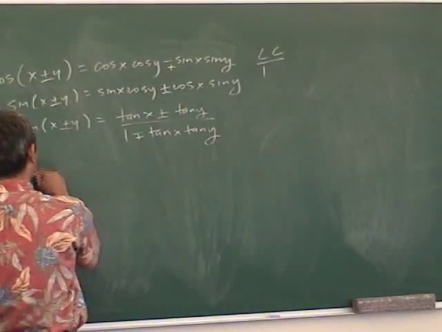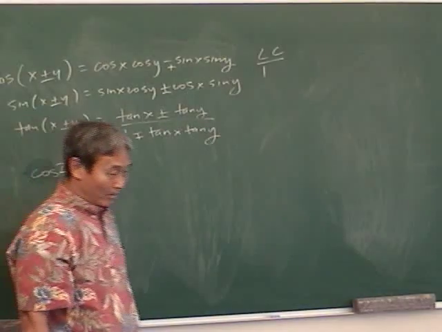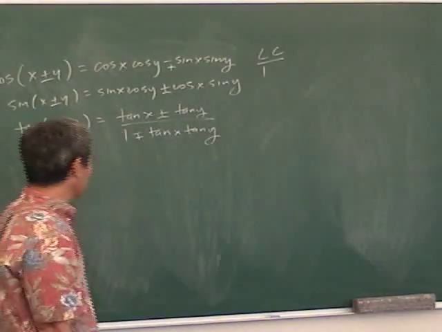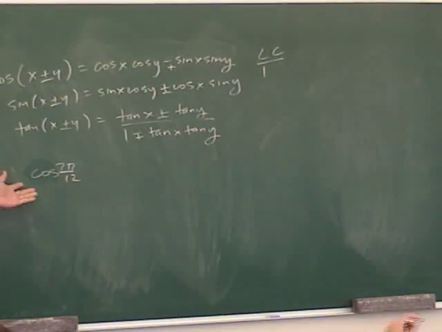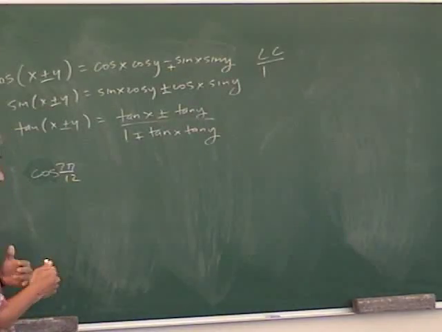No, let's do cosine of 7 pi over 12. Is that what's on the homework? No, it's not 7. Is 7 pi over 12 an angle that we're supposed to know? If you convert this to degrees, that's 105 degrees. We don't know that. But we can figure it out because we can write this angle as a sum or difference of 2 angles that we do know, right?